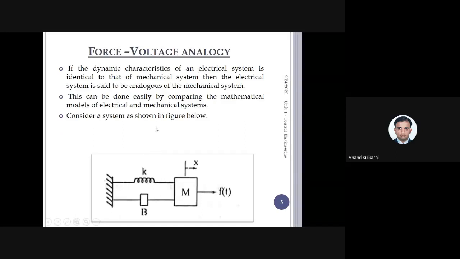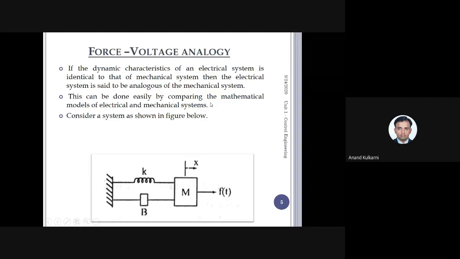Here, if I want to compare, suppose this is a mechanical system. I have three elements: a spring, a damper, and a mass. I want to know which electrical element has the same characteristic as a spring, which has the same characteristic as a damper, and which has the same characteristic as a mass. To understand this, we are going to study the following.